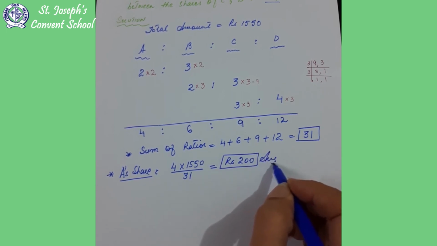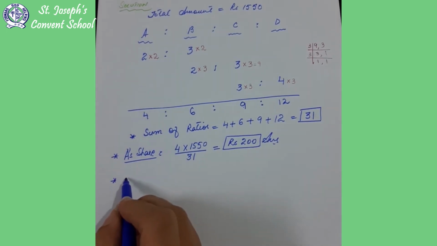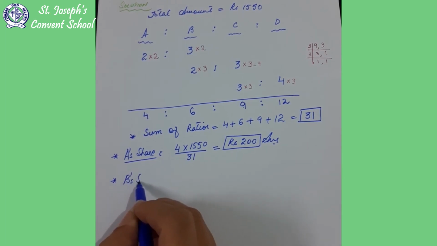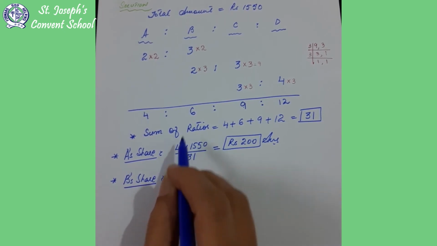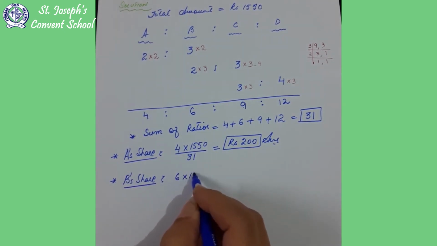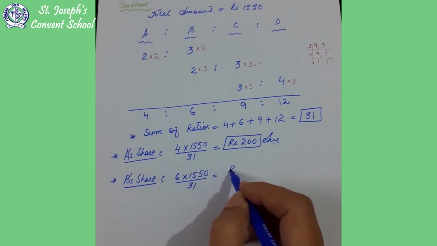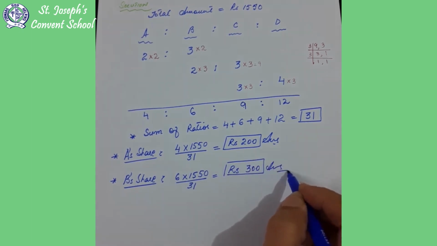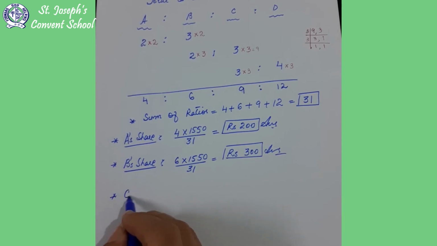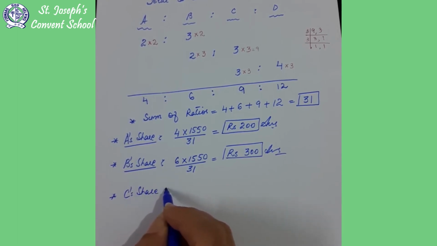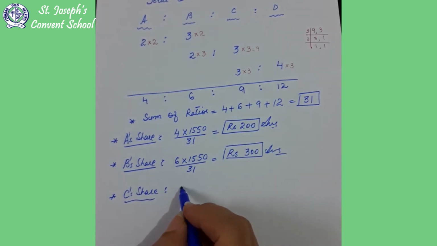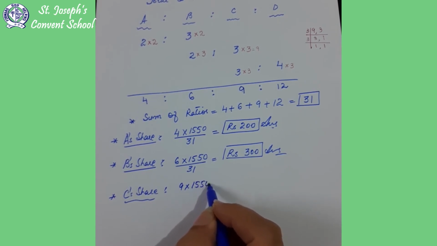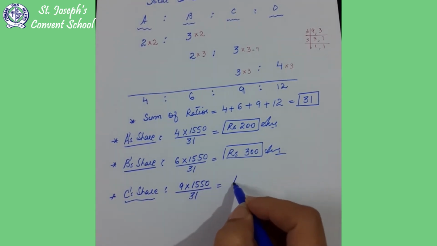First answer. Then B's share. B is 6. 6 into total amount 1550 divided by sum of ratios 31. After calculating with calculator, you'll get answer 300. Second answer. Third one is C's share. C is 9. 9 into total amount 1550 divided by sum of ratios. After solving it with calculator, you'll get answer 450.